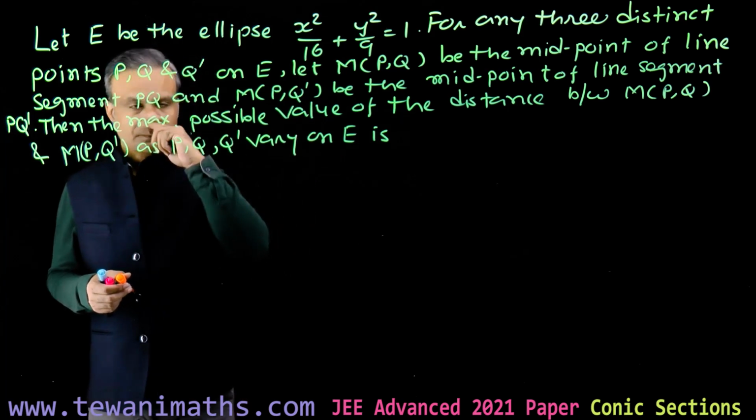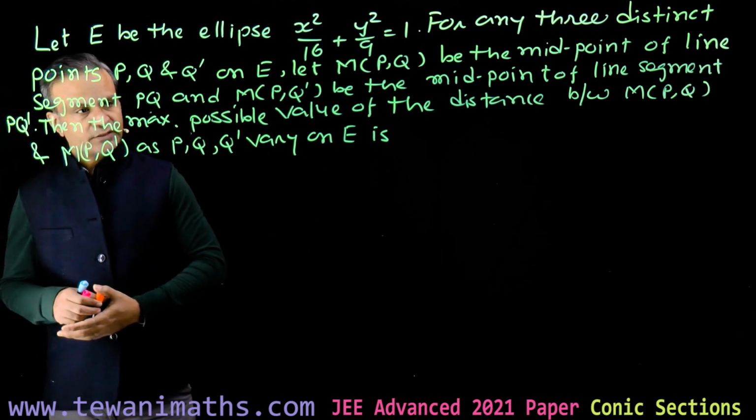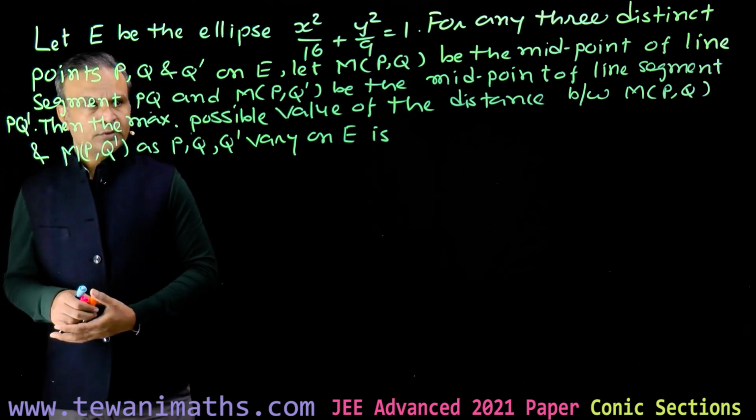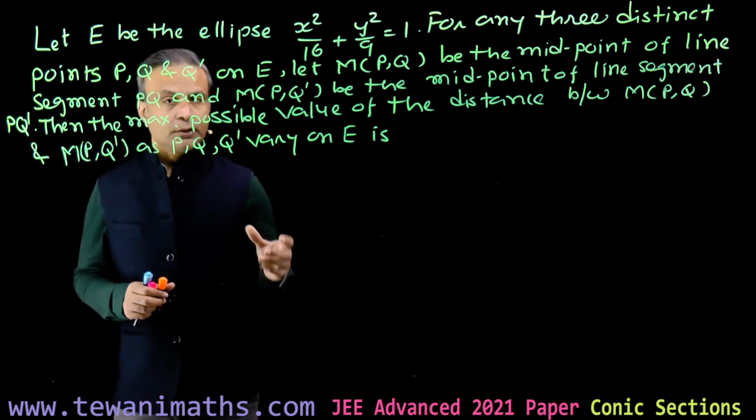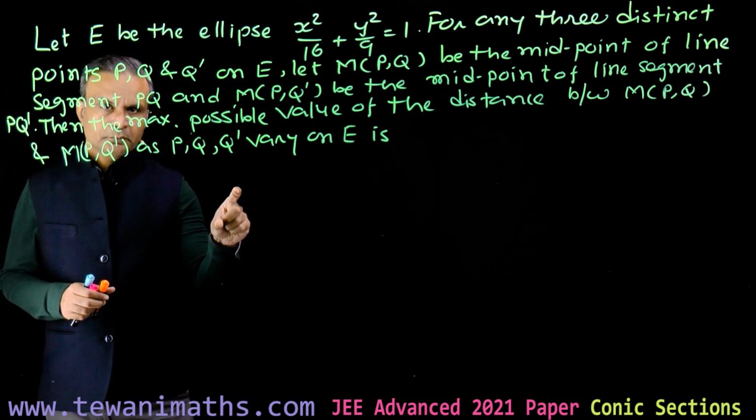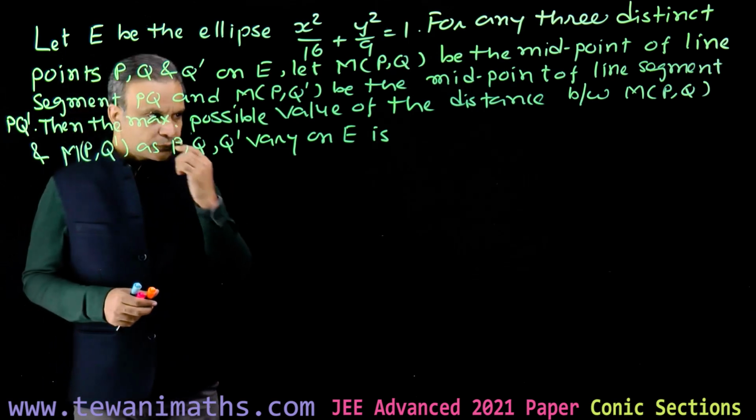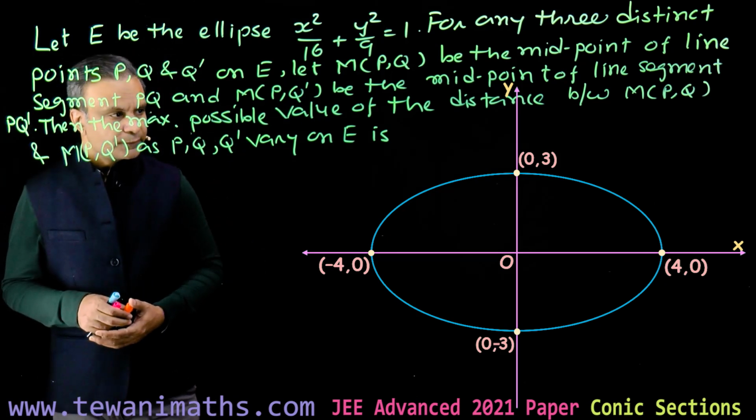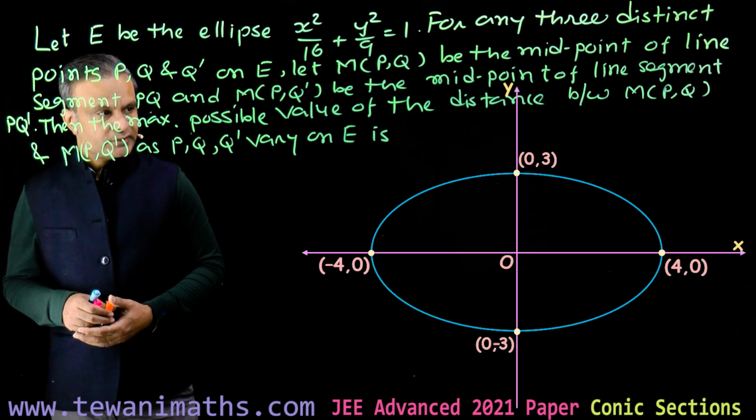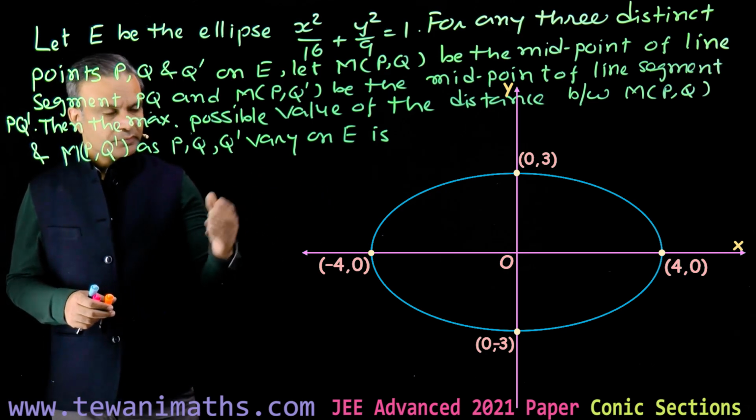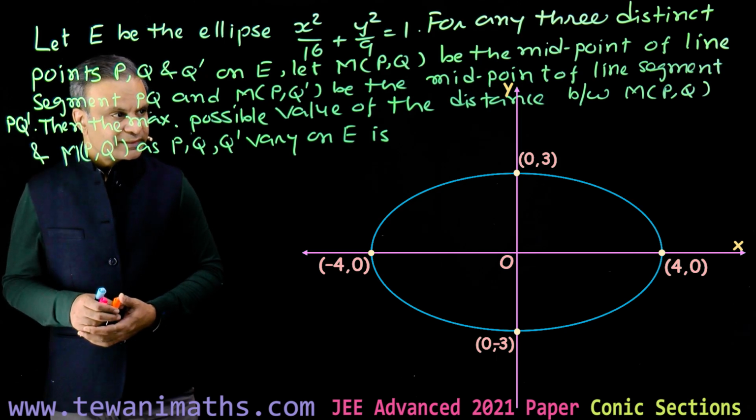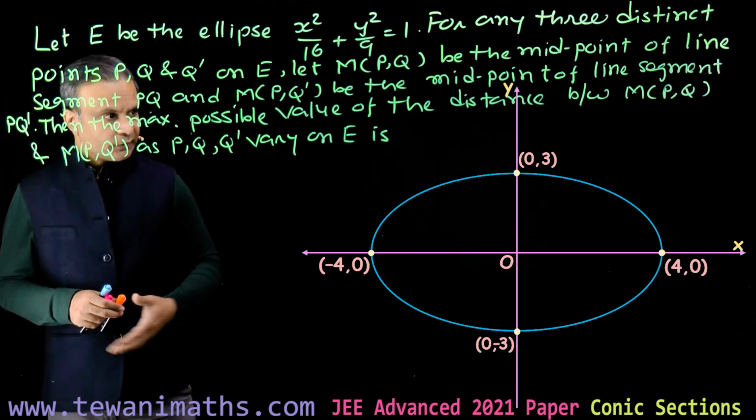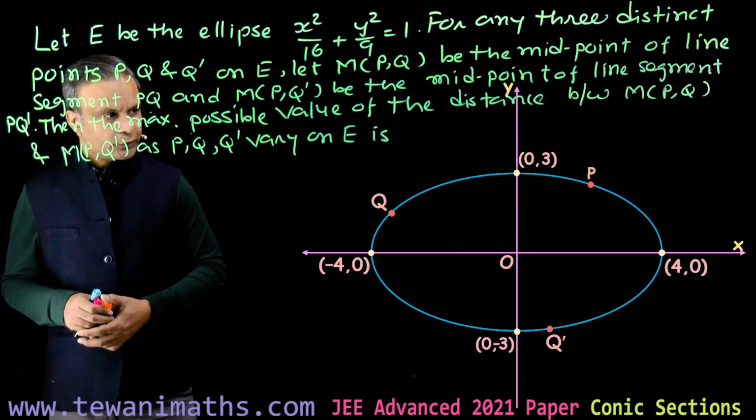vary on E. Points P, Q, Q dash lie on the ellipse. These 3 points are variable points. Okay, we have to find the maximum possible value of distance between midpoints of PQ and PQ dash. Let's draw the diagram. Here we have the ellipse. Major axis is the x-axis, minor axis is the y-axis. The ellipse intersects the major axis at (4, 0) and (-4, 0), and it intersects the y-axis at (0, 3) and (0, -3). Now we consider these 3 points on the ellipse, P, Q and Q dash.